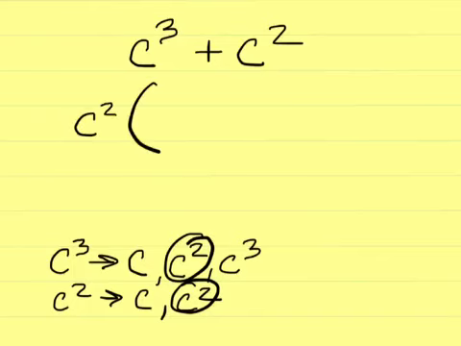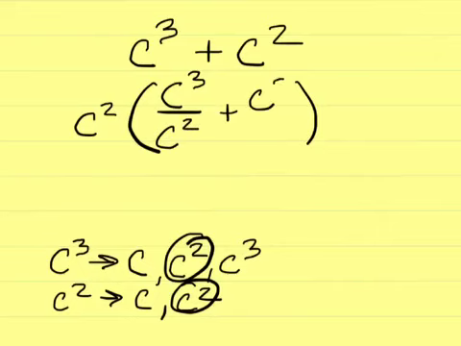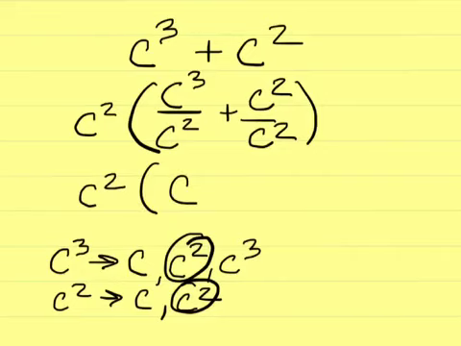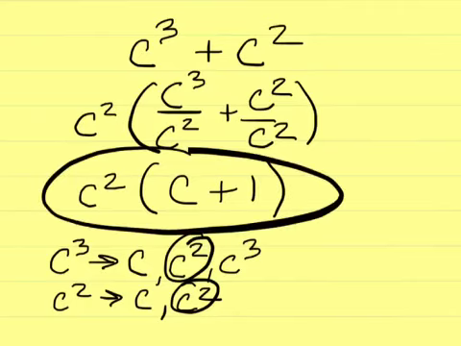So if I take out a c squared, I need to divide both terms there by c squared. C to the third over c to the second is simply c. And c squared divided by itself is 1. C squared times the quantity, c plus 1, is the answer.